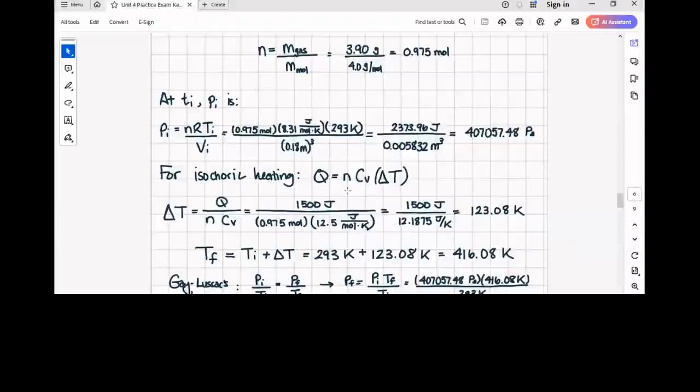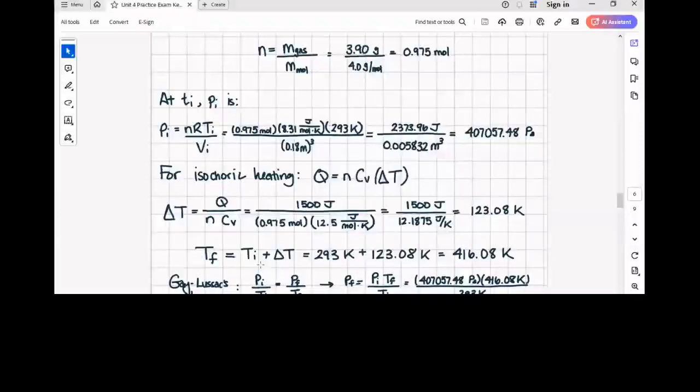I'm trying to find a final pressure, but I know that the volume of this system is not being allowed to change for part B of number 8. So this is an isochoric heating because you are transferring heat into the gas, isochoric because of the constraint that the volume can't change. I can solve this for delta T, and I get 123.08 Kelvin. So that's a temperature change, not the final temperature, but that means that I can use it to figure out what the final temperature is.